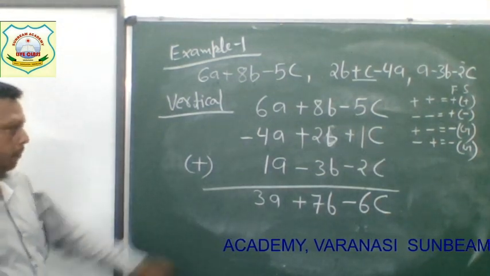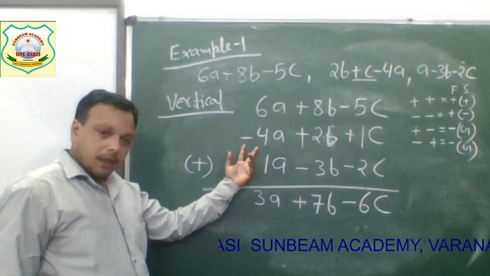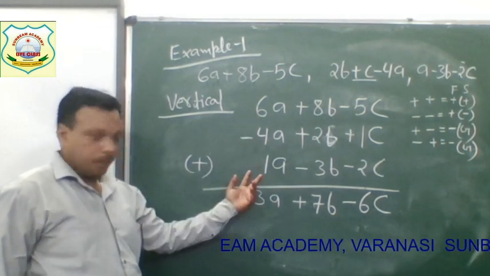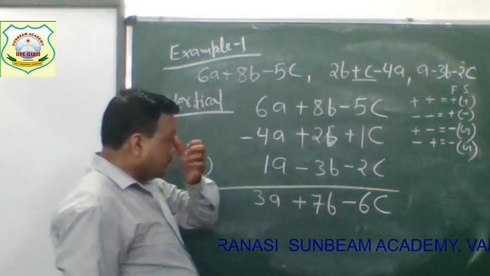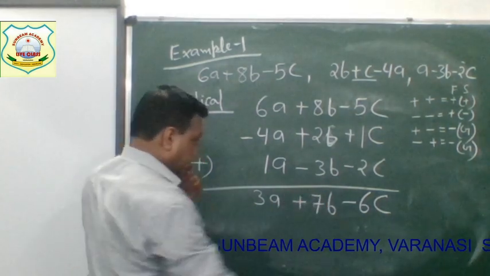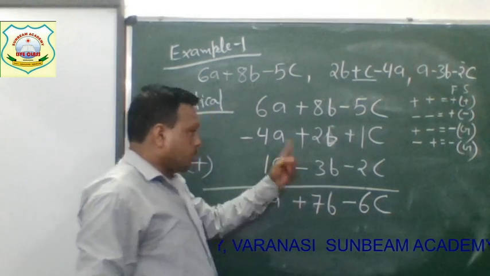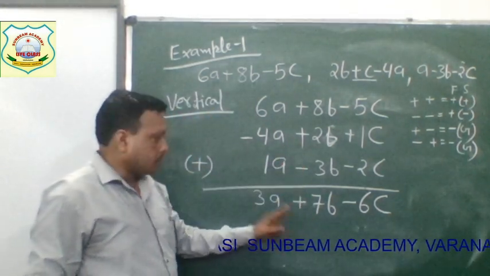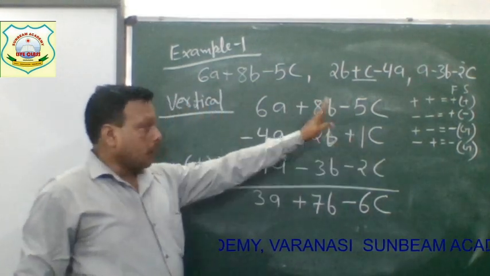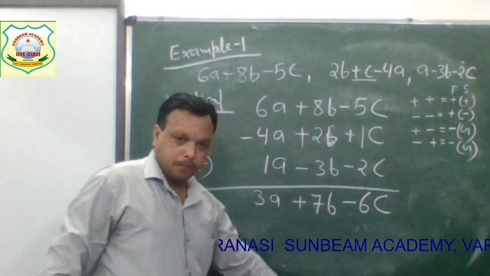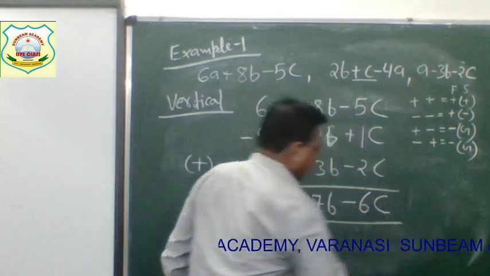Again students, I am telling you: 6a plus 1a, 7a. 7 minus 4, that is 3a. It is in plus because 7a is greater than 4a. 8 plus 2, both having the plus sign, is 10 with a plus sign, and minus 3b has a negative sign. So 10 minus 3 is 7b, plus 7b. Minus 5 minus 2 is minus 7, minus 7c, and plus 1c. So minus is greater here, so minus 6c will come. 7 minus 1 is 6, 6c. It will be your answer.